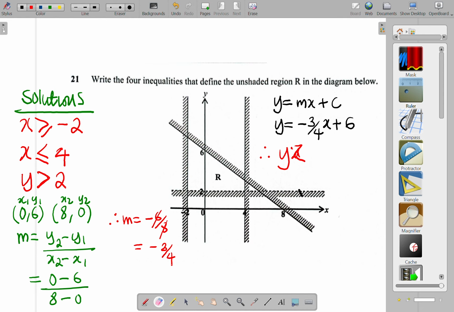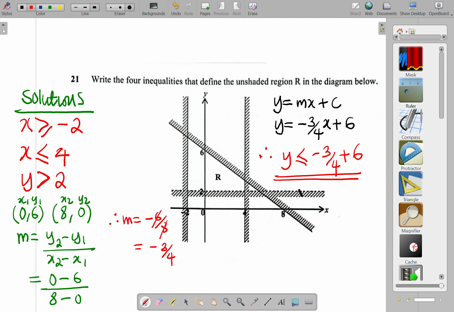So y is less than or equal to negative 3 over 4 x plus 6. Like that. This is going to be your solution. I hope this is making sense and it is adding value to your revisions. That's great. Okay, next question.